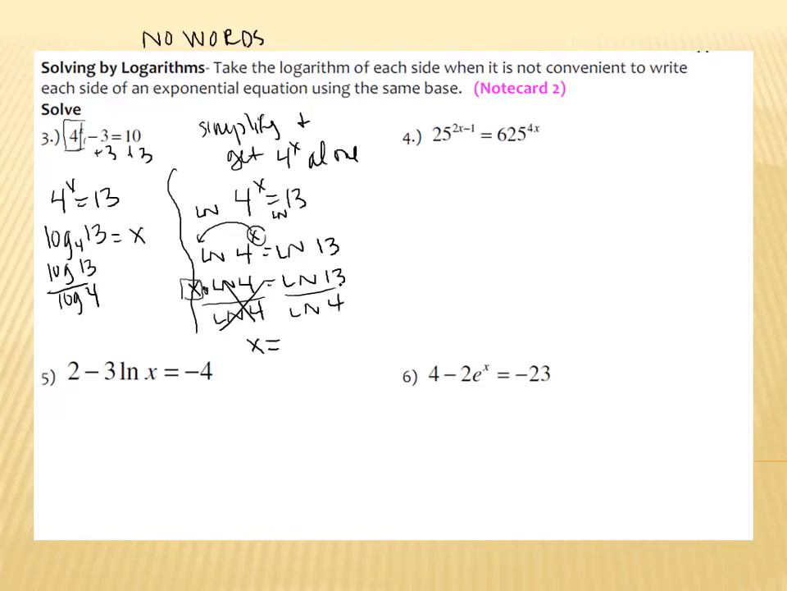Now if I type in ln 13 divided by ln 4, or I type in log 13 divided by log 4, it doesn't matter, it's going to give me the same answer. And that's because with this problem, it wouldn't have made a difference.